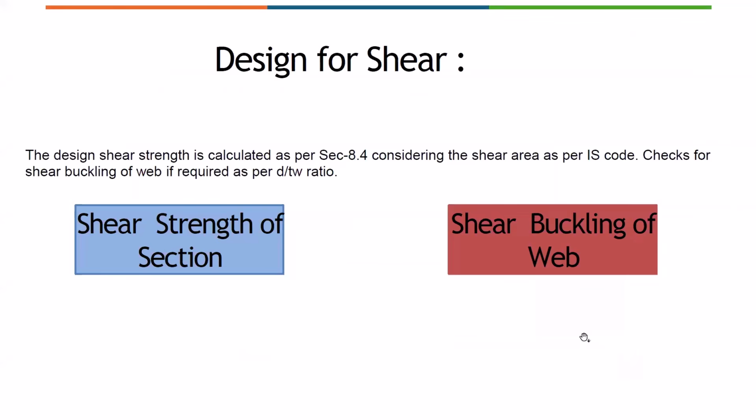Next is the design for shear. So the program calculates the shear strength of this section, as well as it will evaluate the shear buckling of the web member, provided the D by TW ratio is inadequate.